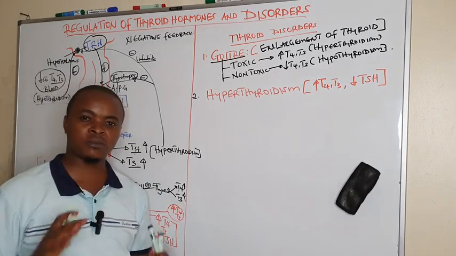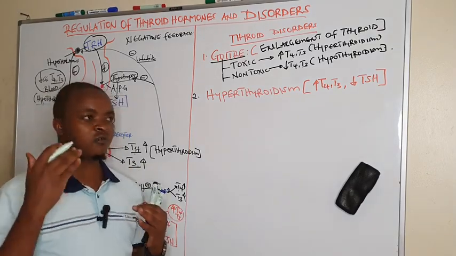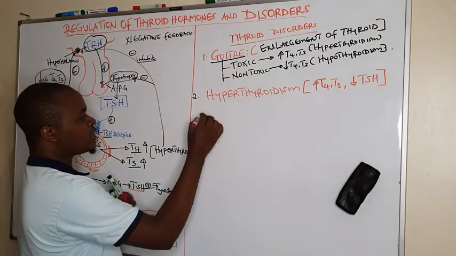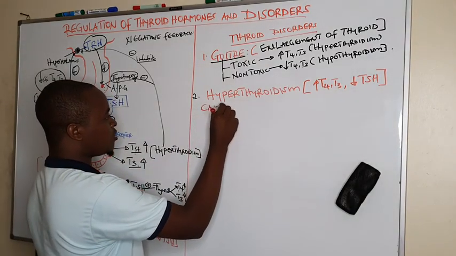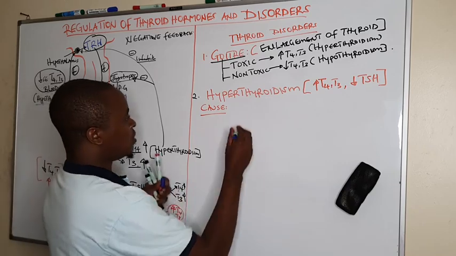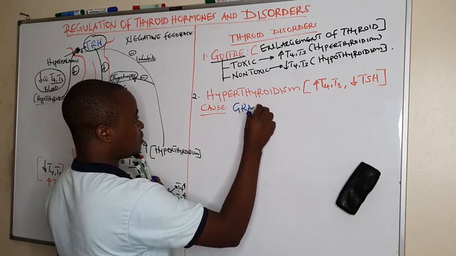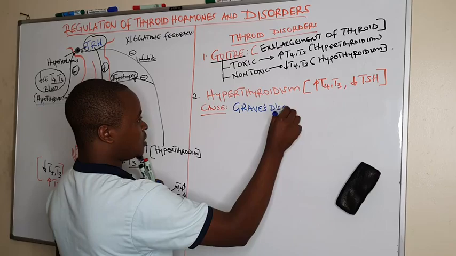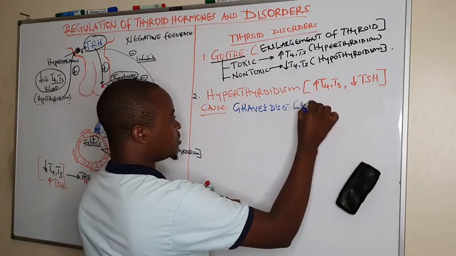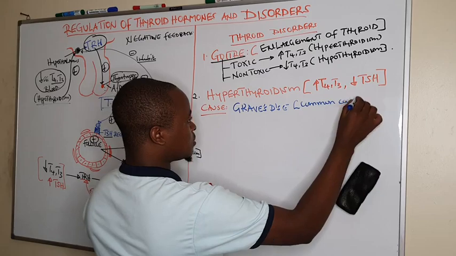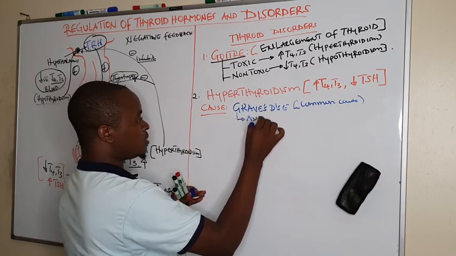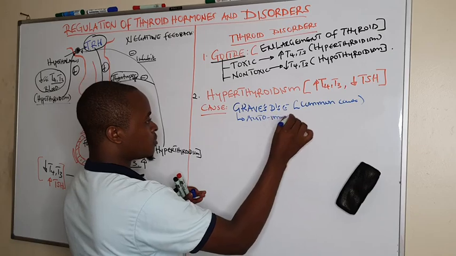So hyperthyroidism is increased levels of thyroid hormones, that is T4 and T3. And what are the causes? The leading cause of hyperthyroidism is Graves' disease. So we are saying this is the common cause, whereby this Graves' disease is an autoimmune disorder.